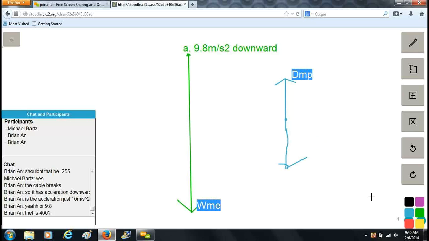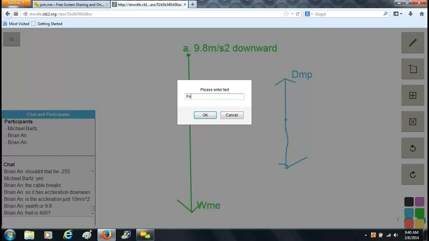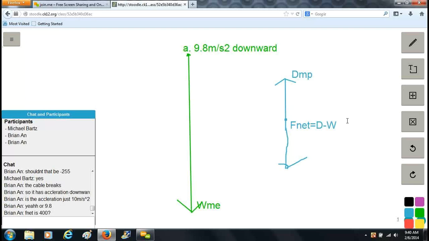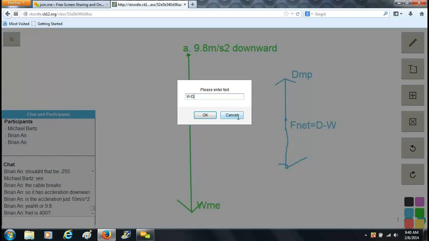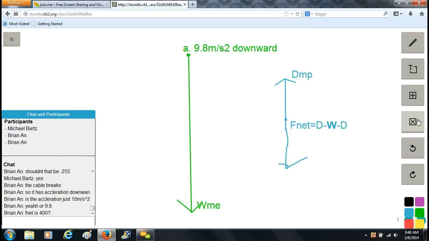Okay, and then since it's longer, let's go ahead and write a net force equation. It's going to be F net equals what? Just writing that right now. You have to keep in mind you got to start with the bigger force, right? Yeah, there you go. Okay. All right, and then could you go ahead and solve it for us?